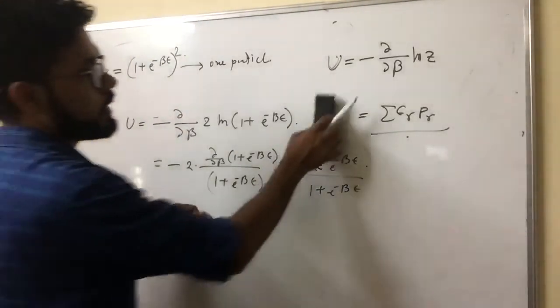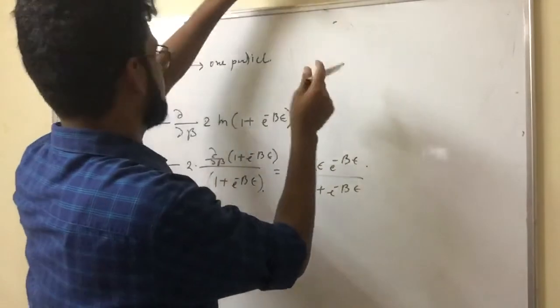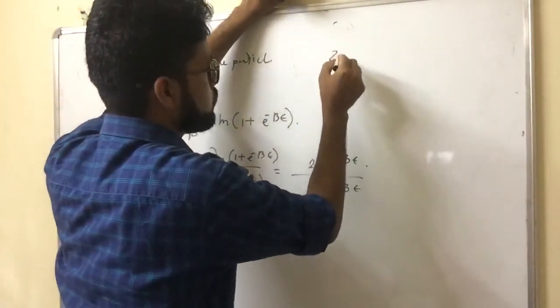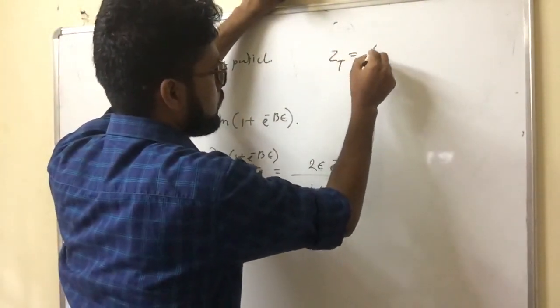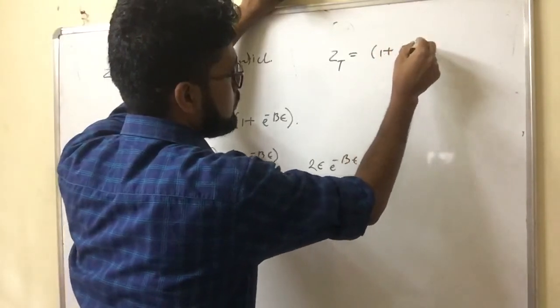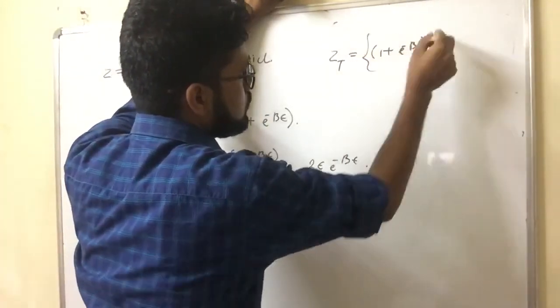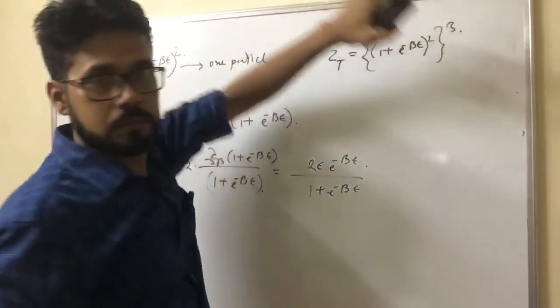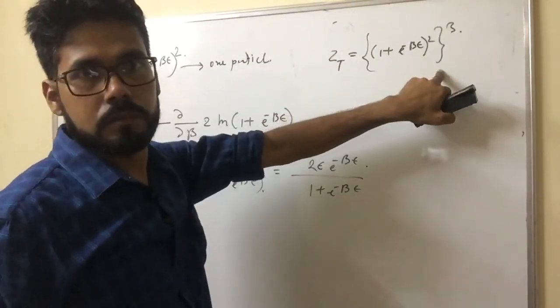Okay. And what happens if you calculate the mean energy from this? Suppose you calculate from this, the total partition function, (1 plus e to the power minus beta E) squared to the power N, the total partition function of the whole system.